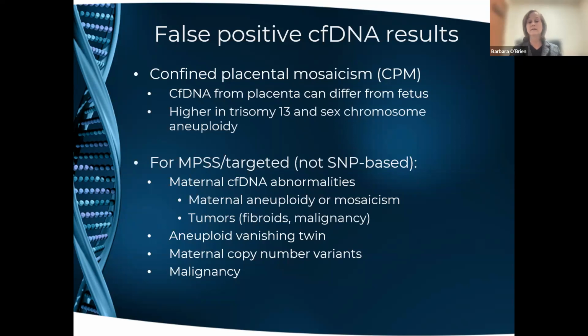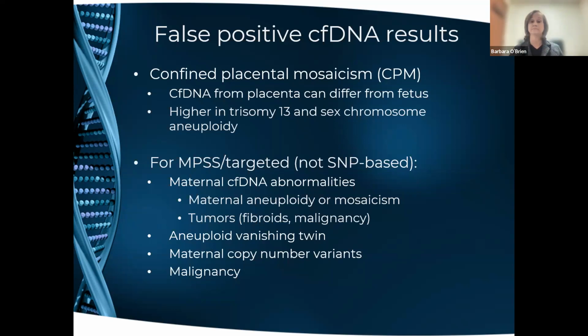For other sequencing methods that are non-SNP based, you can have a maternal cell-free DNA abnormality. So mom has an aneuploidy or mosaic aneuploidy. Certain tumors like fibroids and malignancy in moms. You could have a vanishing twin, and that twin is giving off an aneuploidy signal. You can have copy number variants in the mother and malignancy in the mother as well.